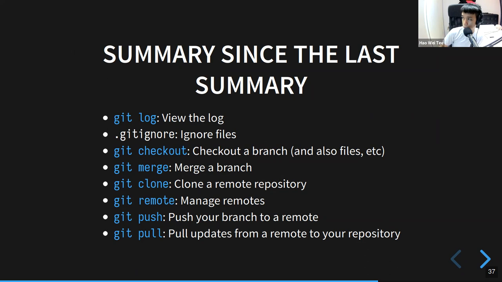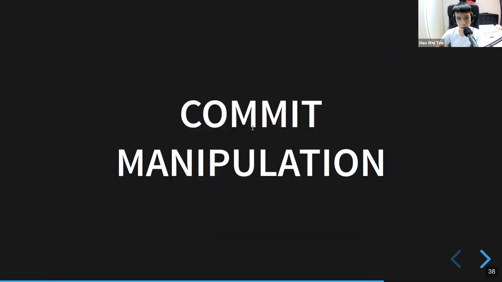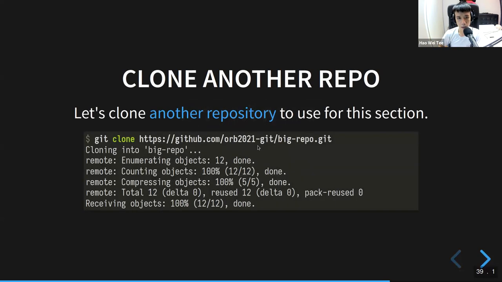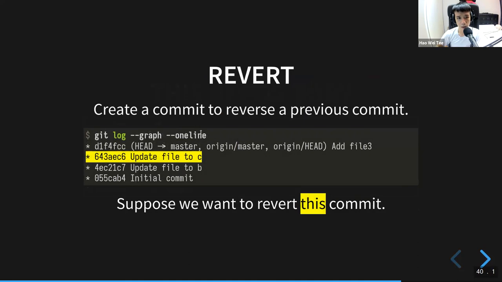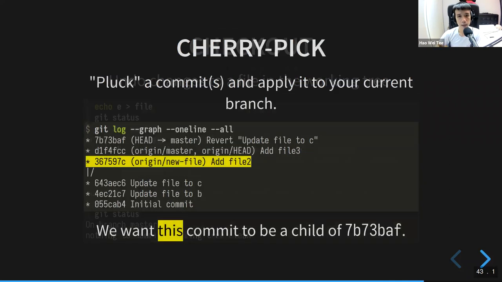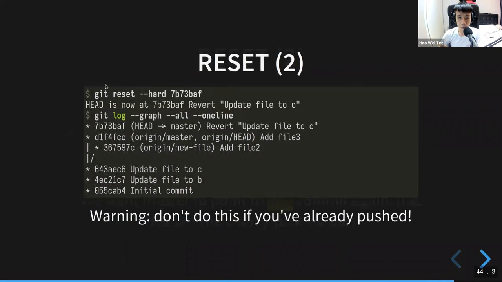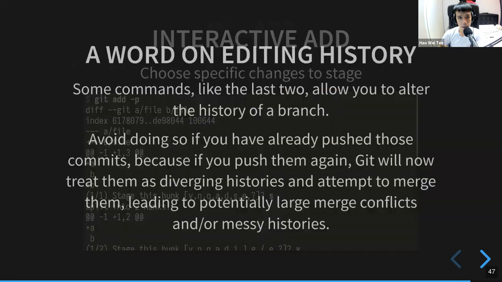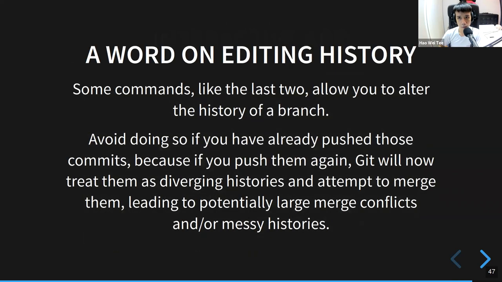So that's the end of the workshop proper. There is some extra that you can go and read and try out yourself. This deals with commit manipulation, so how to manipulate the commit graph, how to revert commits, how to reset and undo changes, restore changes that you have modified, and cherry pick. When I say cherry pick, it means to pluck a commit, and so on. So feel free to give this a try. And if you need any help, feel free to ask in the MS Teams chat. I will try to reply.